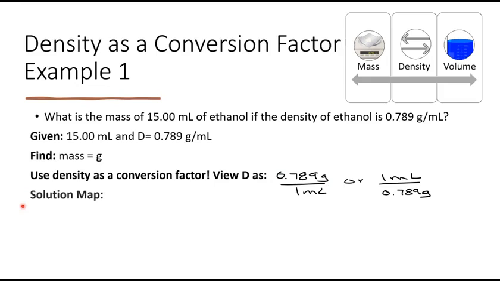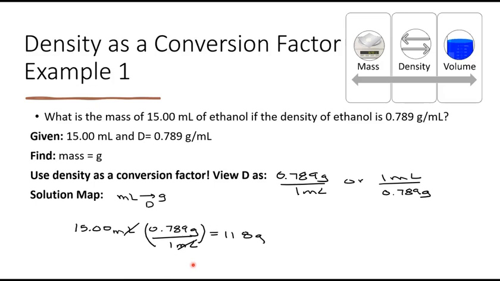Then we can set up our work. Our solution map is going to relate milliliters to grams, and we're going to use density as our conversion factor. For every 15.00 mLs, we're going to determine what that mass corresponds to. So every 1 mL has a mass of 0.789 grams. The mLs cancel out, and we're left with 11.8 grams. So 15.00 mLs of ethanol will have a mass of 11.8 grams. In terms of significant figures, the density has 3 sig figs, the given volume has 4, so our answer has to have 3 sig figs. And of course, don't forget your unit.